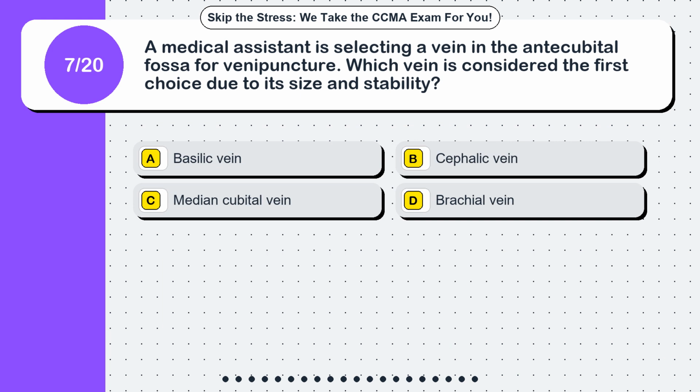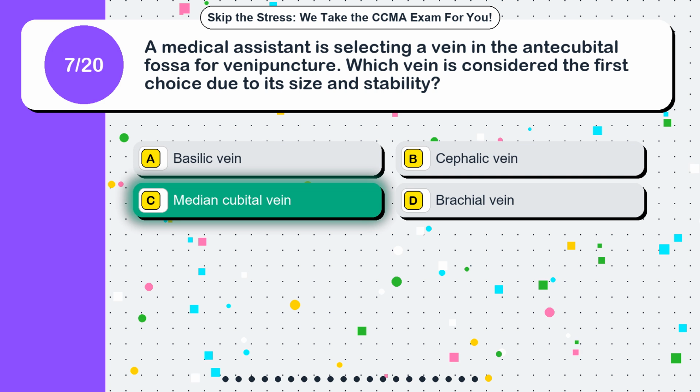Question 7. A medical assistant is selecting a vein in the antecubital fossa for venipuncture. Which vein is considered the first choice due to its size and stability? Option A, basilic vein. Option B, cephalic vein. Option C, median cubital vein. Option D, brachial vein. The correct answer is option C.